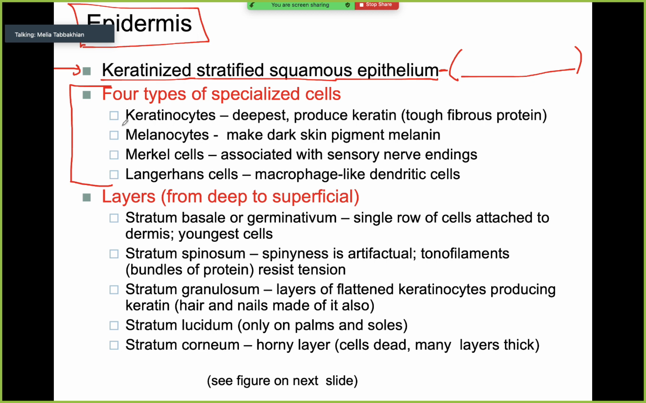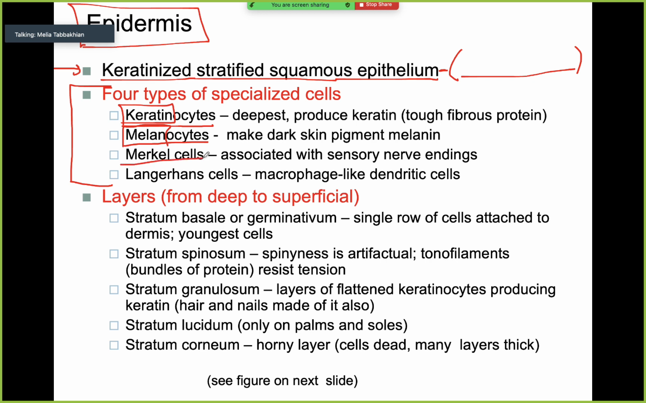The first cell is called a keratinocyte. It makes keratin. The second cell is called a melanocyte. It makes melanin. Melan means black. Melanin is a pigment molecule. It gives your skin its color.